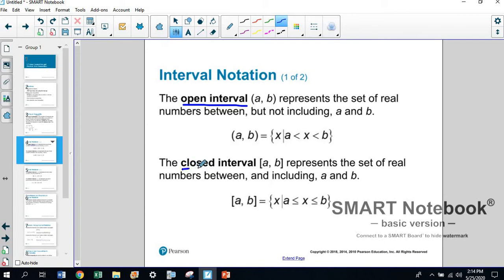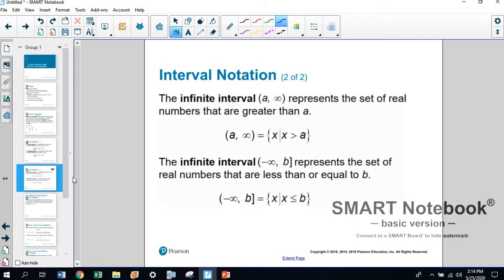A closed interval, with what we call the square brackets here, includes the endpoints. So that includes all the x's between A and B and also A and also B. So there's only two different numbers between these two expressions. This is all the stuff between A and B not inclusive, and this is all the stuff in between A and B including A and B.